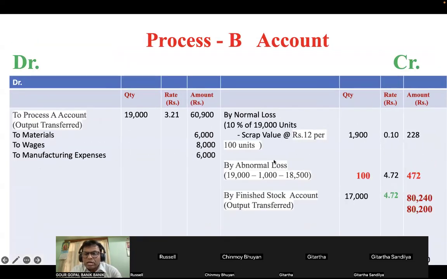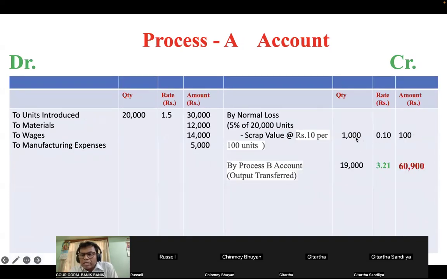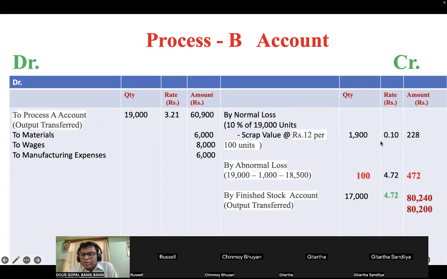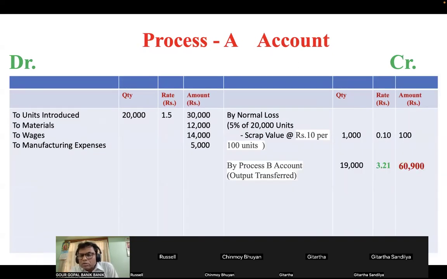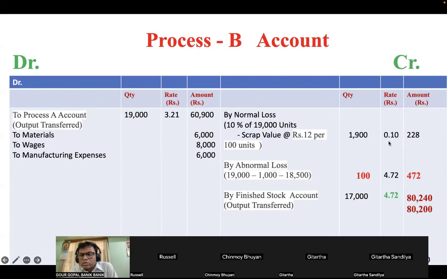So this 10% I have taken here: 19,000, 10% is 1,900. And here per unit sale price is 12 rupees. So I have calculated 228. This 1,900 units I have sold at 228. And this 228 I have divided by 1,900, I got 10 paisa. Similarly here also, 100 divided by 1,000, I got 10 paisa. I think this is wrong. This has to be corrected.